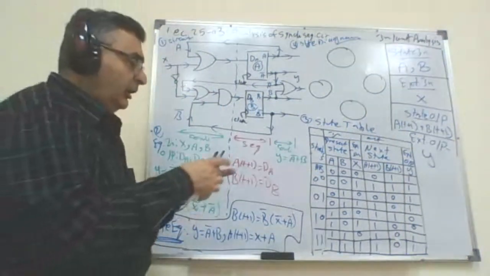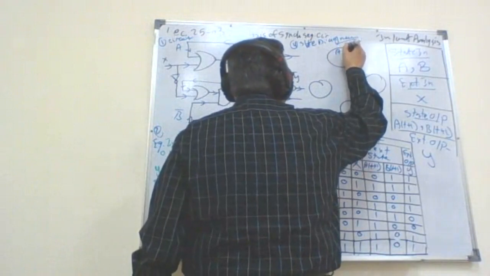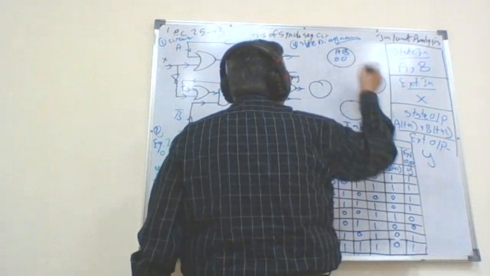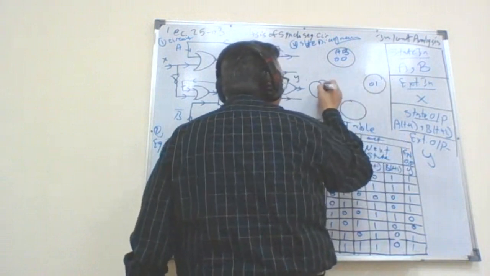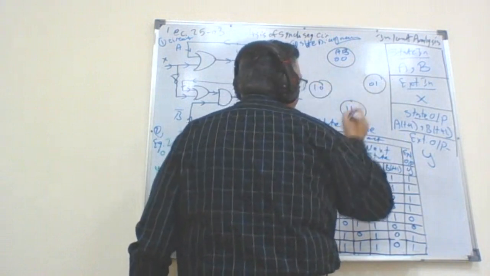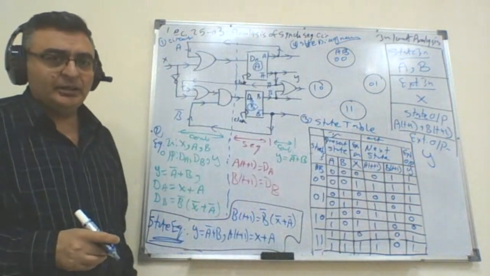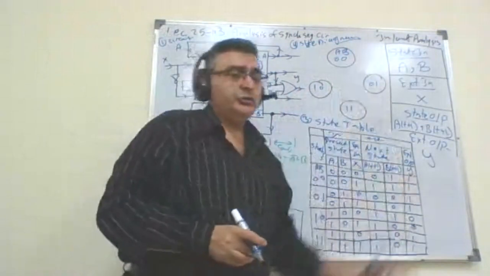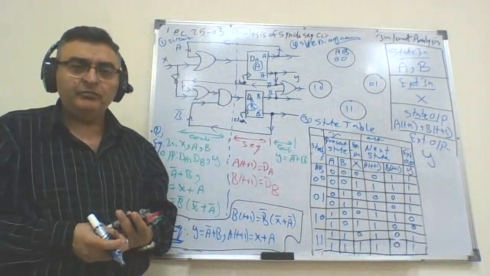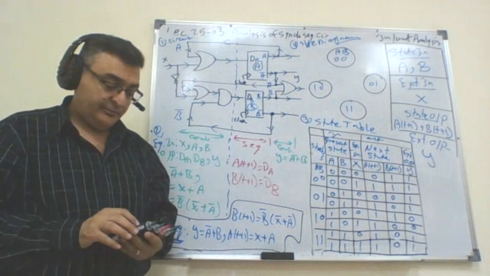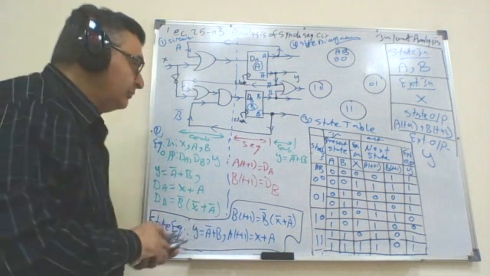Those two circles are for A and B together, equal to 0,0, or 1,0, or 0,1, or 1,1. So I have 4 circles. My state diagram has 4 circles, each of them representing one combination of the outputs of the flip-flops, or the states. Okay, right.